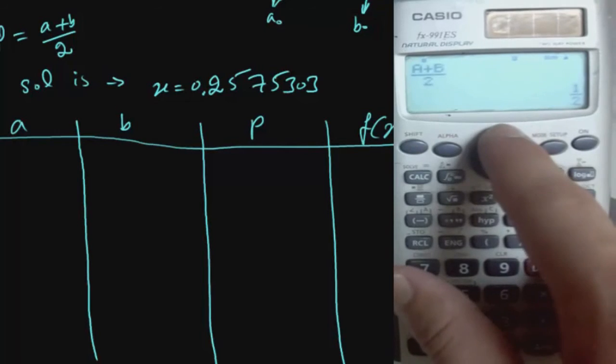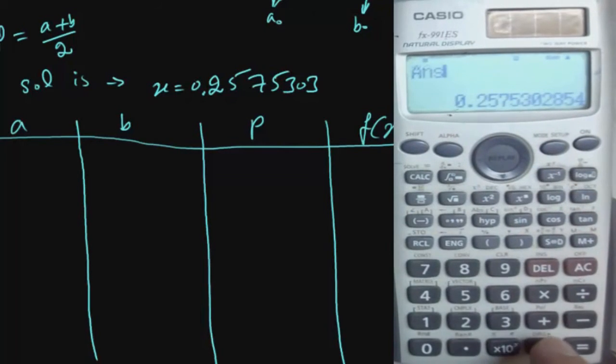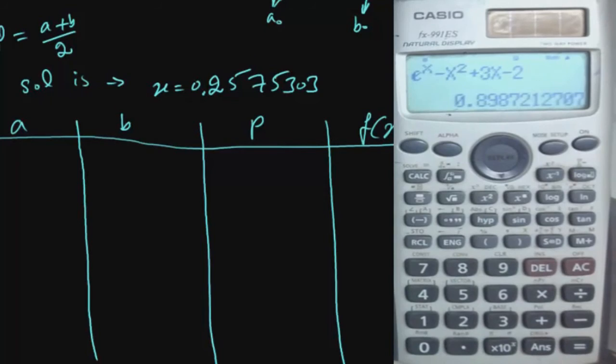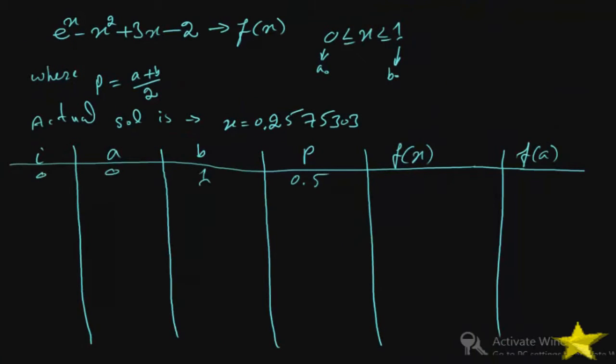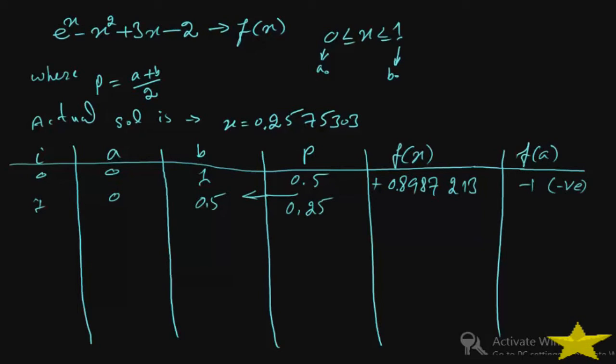Then go back to your original equation, press CALC, and it will ask you for a value of x. Press ans, the stored value, which is the value of P, that's 0.5. It will give you the value of the function at point P, 0.89872127, which is positive. Note that the value is positive, while the function value at A is negative, so it's opposite in sign. We need to select that range and replace point B for the next iteration with point P of the previous iteration. And we get a new range from 0 to 0.5.